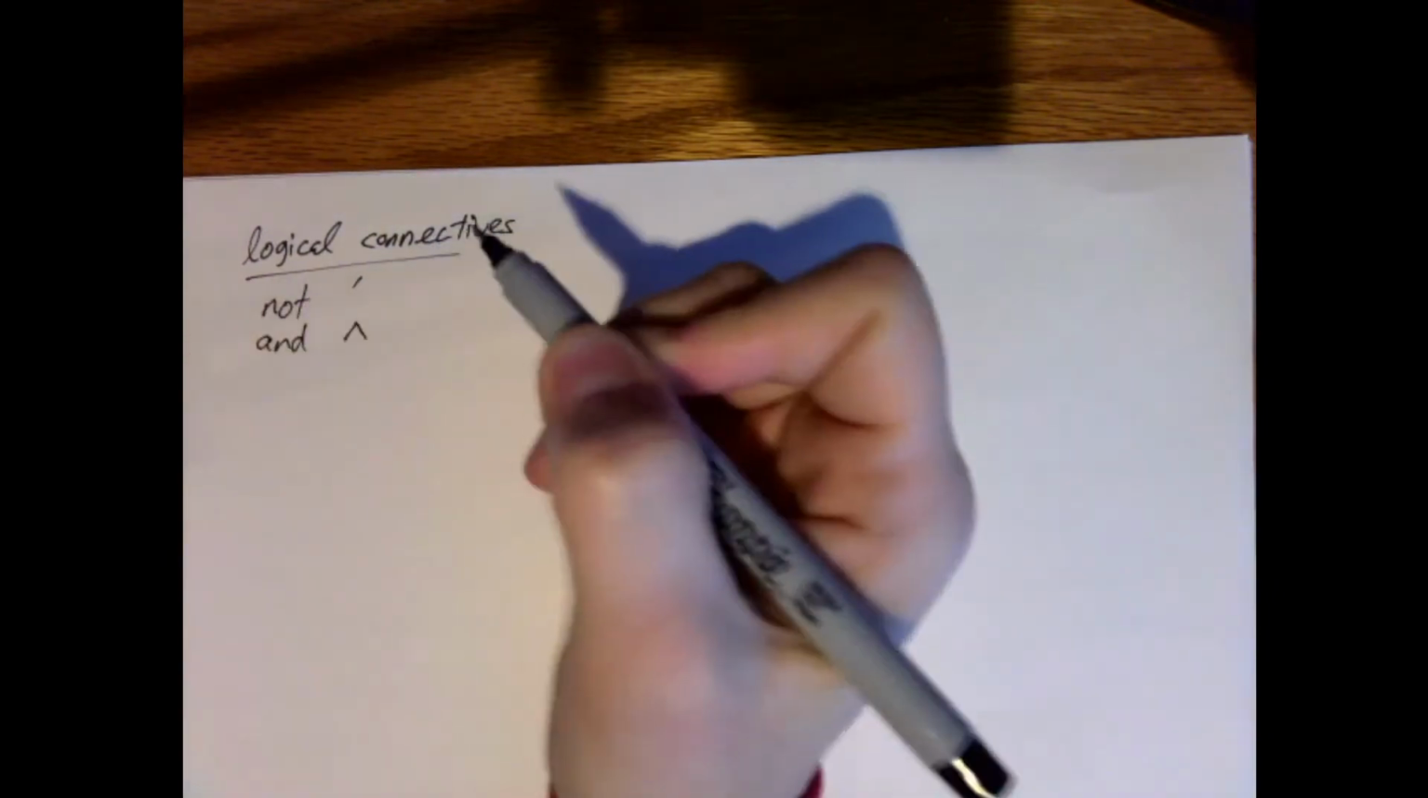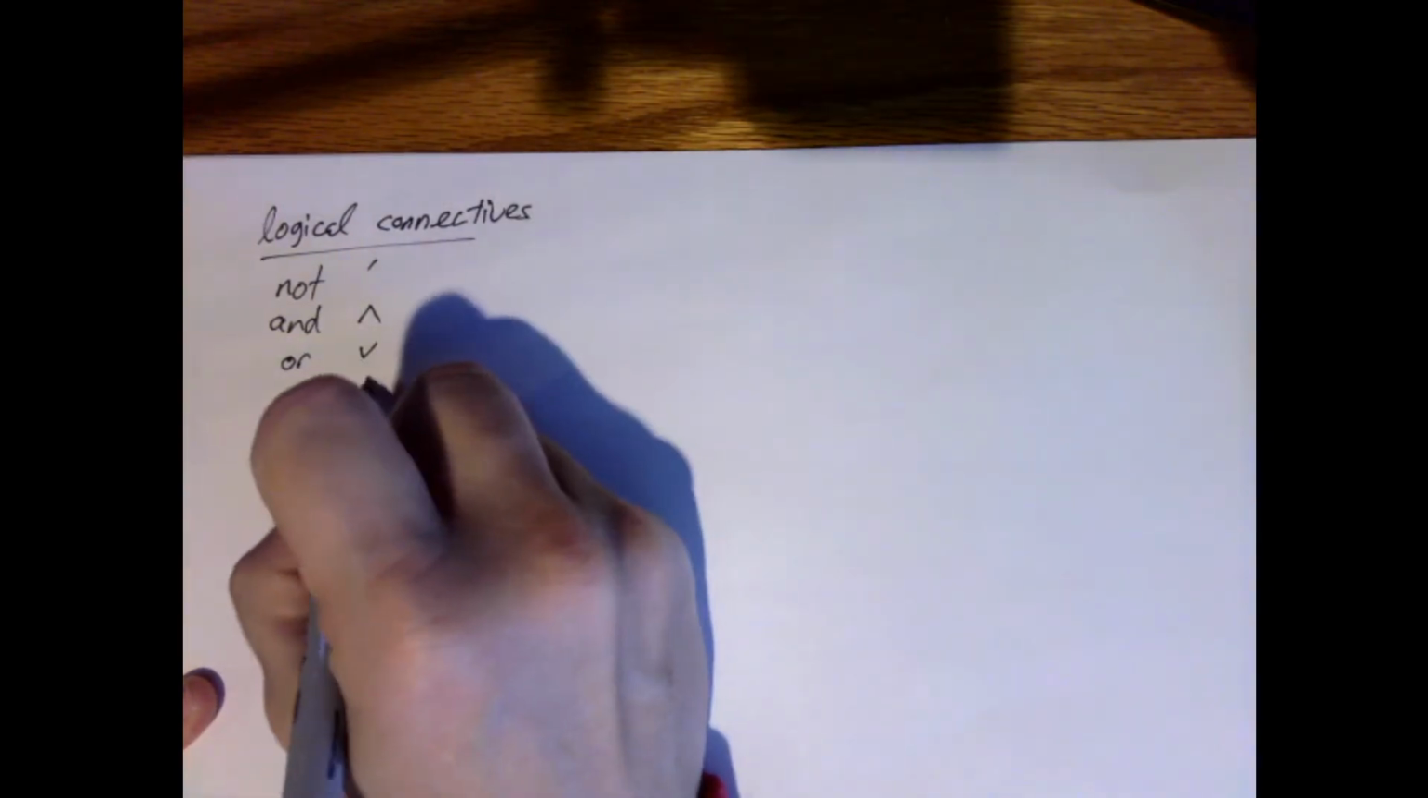In my last video, I introduced you to several logical connectives. We had not, which we wrote like this. We had and, which we typically write like this. We had an inclusive or, which we wrote like this. And then we had an exclusive or, which we wrote like this. Okay? So now let's introduce a couple more connectives.